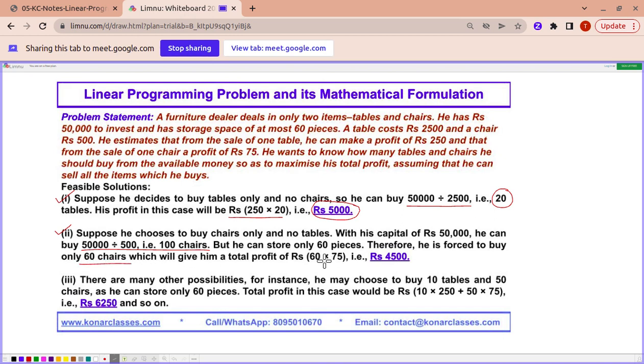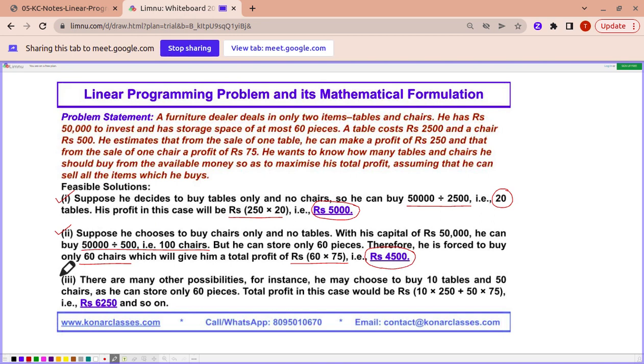So, what will be the profit? Rupees 60 into 75, that is rupees 4,500. So rupees 4,500 will be the profit in this case, correct. Now let us take the third case.